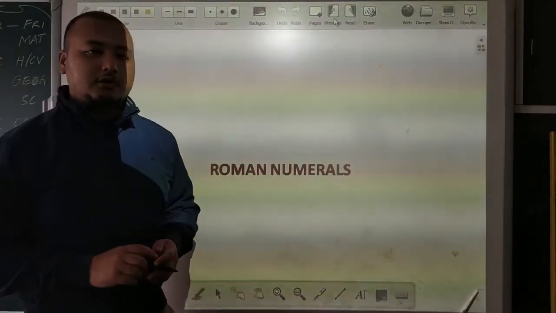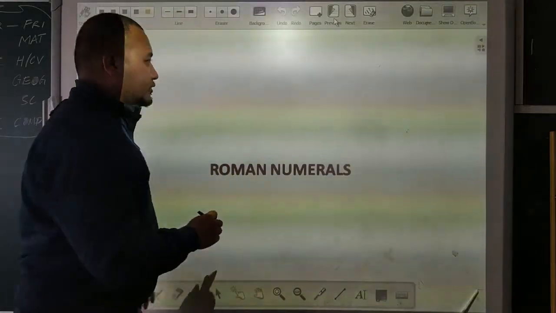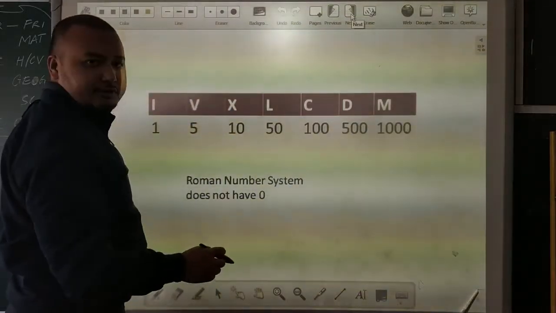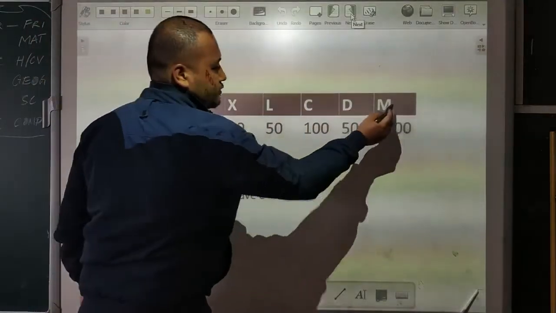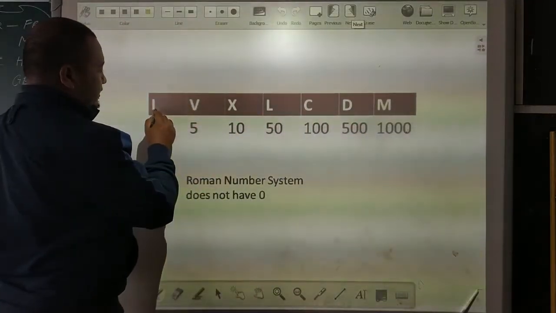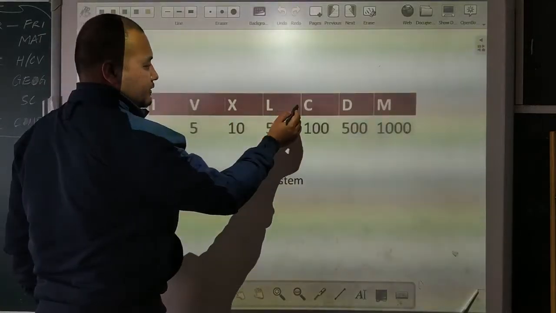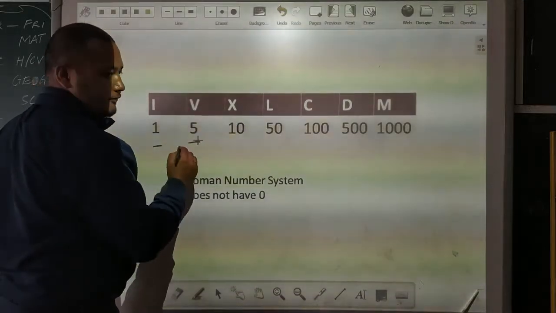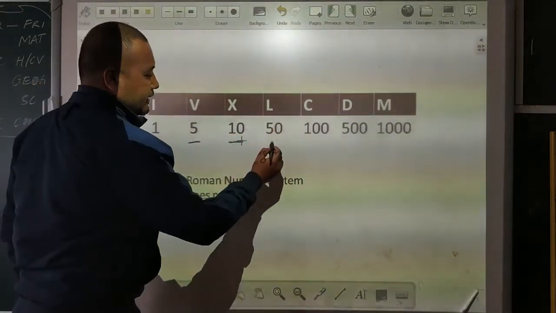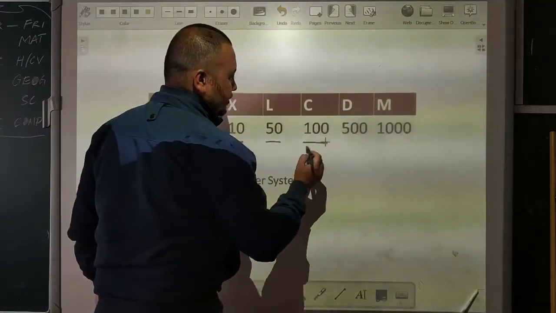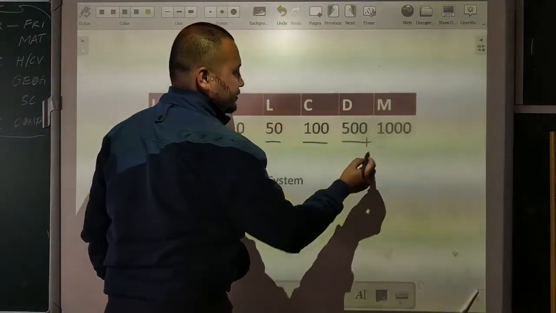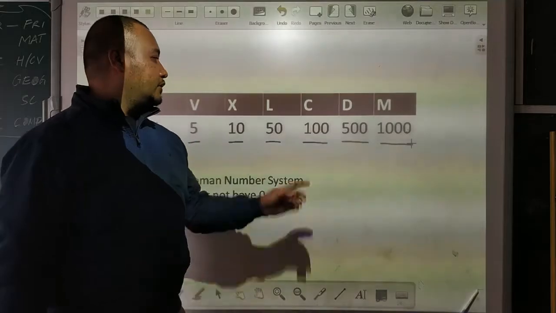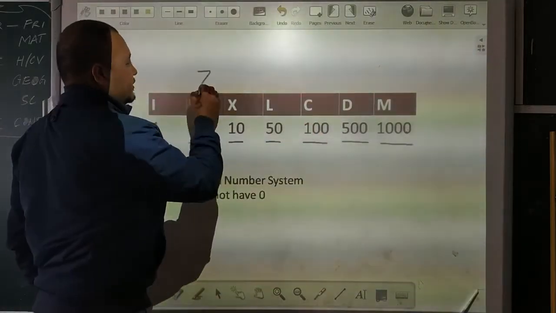Now let's see what the Roman number system, or the Roman numerals, are, and how they are different. The Roman number system uses symbols. The symbols are I, V, X, L, C, D and M. I is equal to 1, V is equal to 5, X is equal to 10, L is equal to 50, C is equal to 100, D is equal to 500, and M is equal to 1000. All the other numbers are written using only these 7 symbols.